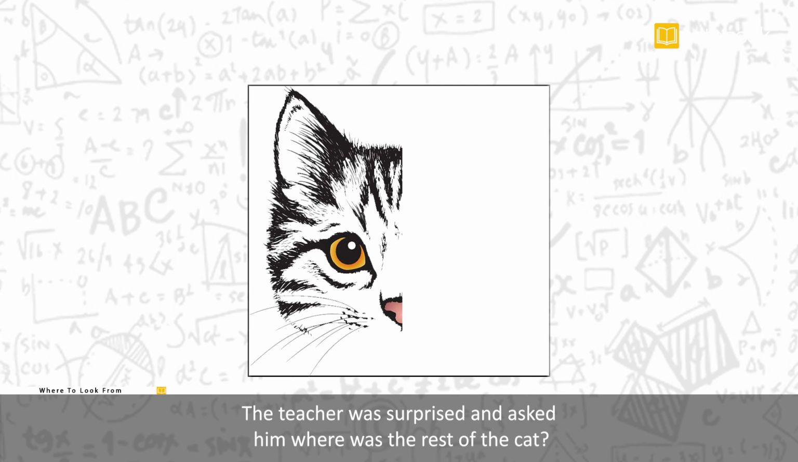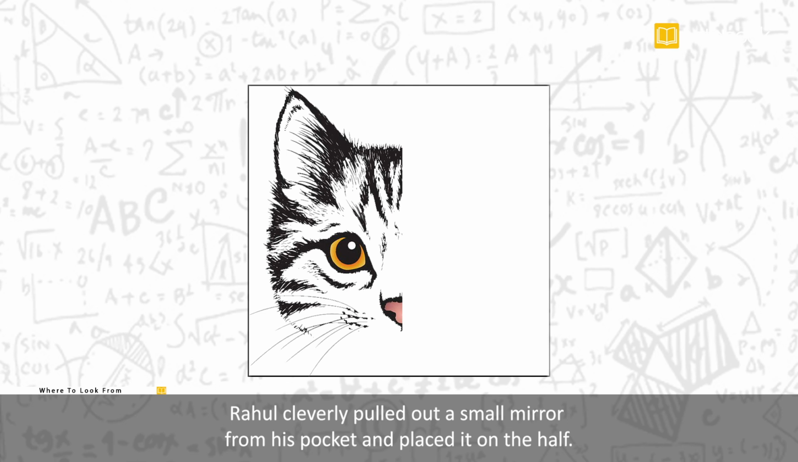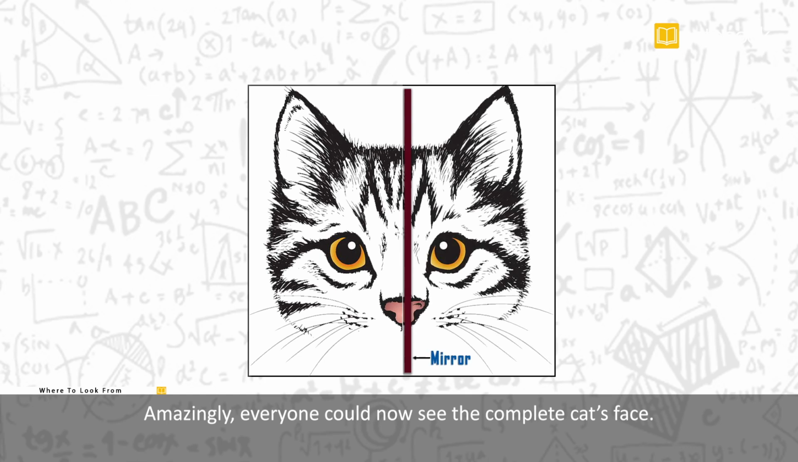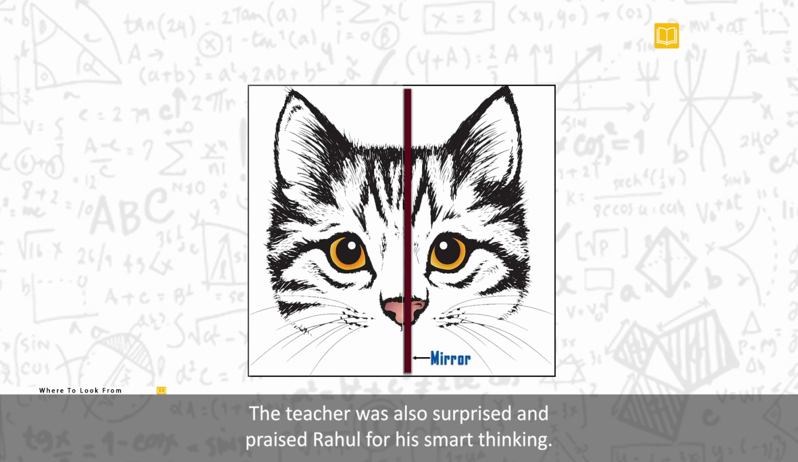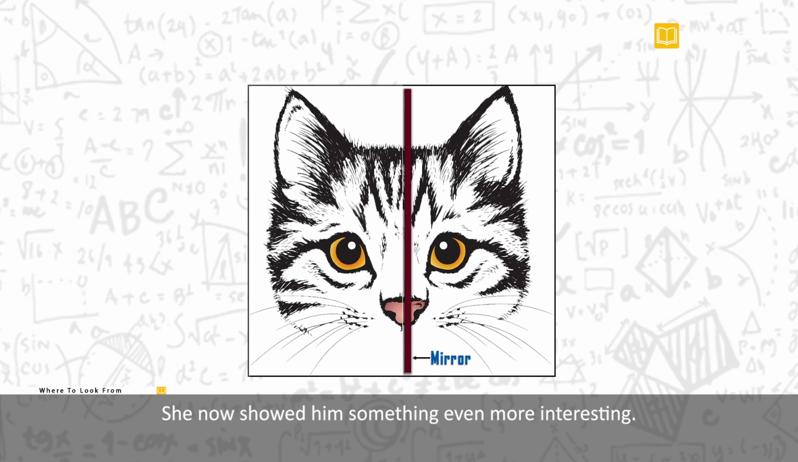The teacher was surprised and asked him where was the rest of the cat. Rahul cleverly pulled out a small mirror from his pocket and placed it on the half. Amazingly, everyone could now see the complete cat's face. The teacher was also surprised and praised Rahul for his smart thinking. She now showed him something even more interesting.